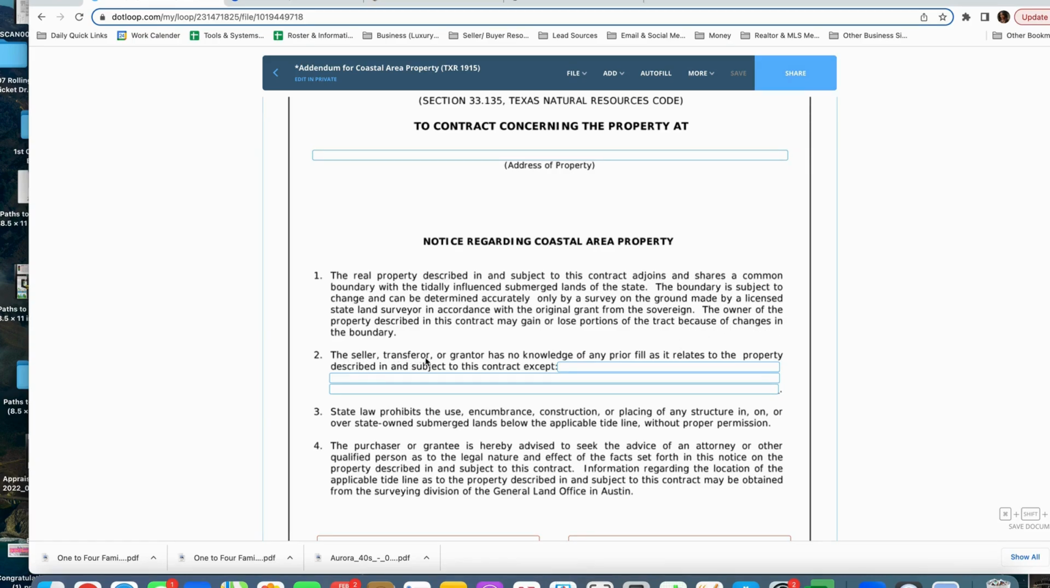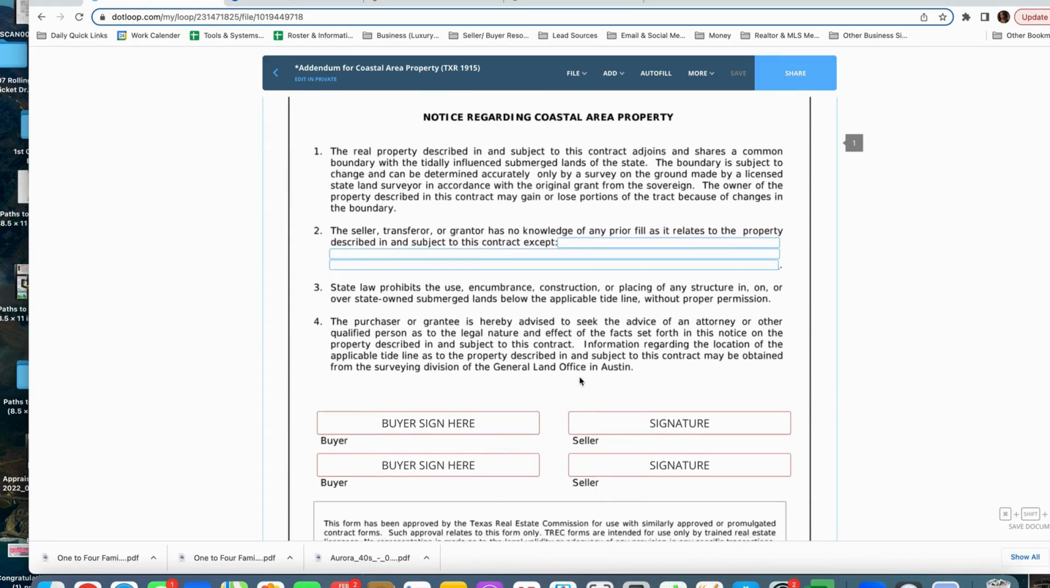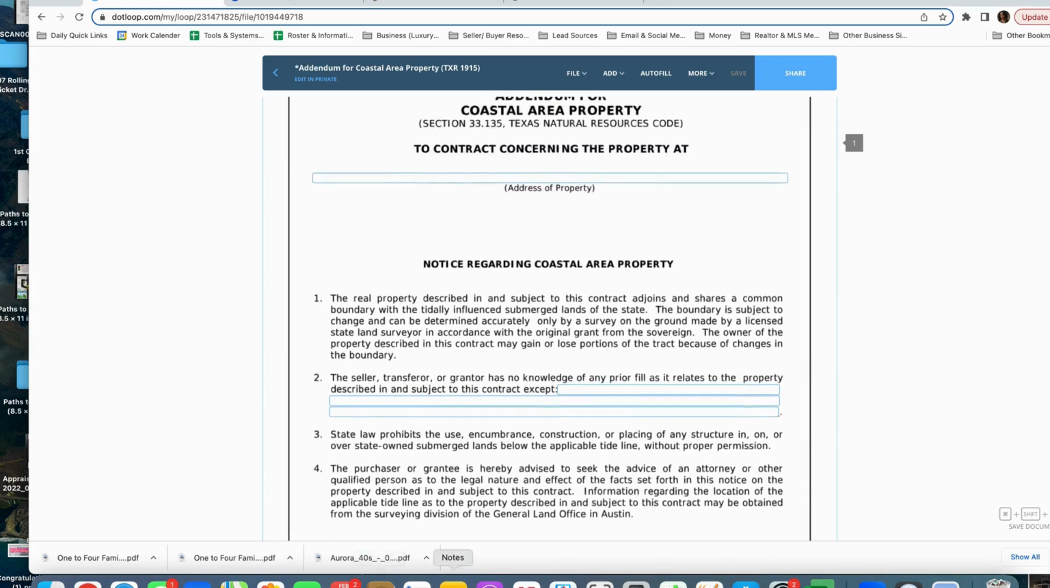And it says the seller, transferor, or grantor has no knowledge of any prior fill as related to the property described in and subject to this contract, except. And this is where the seller would input things. This is a document I would want to get from the listing agent first before I have my client sign this, okay?